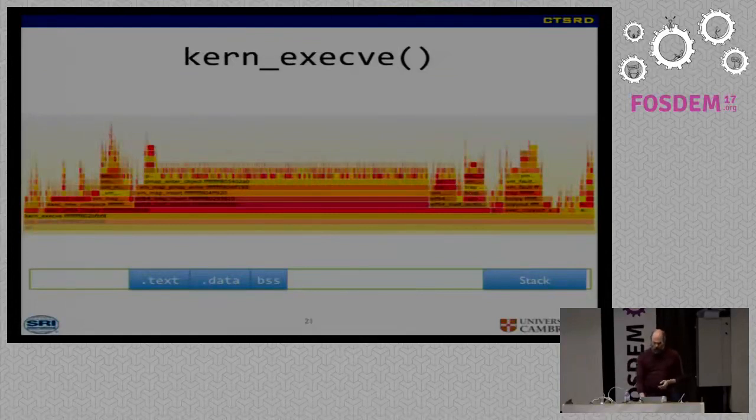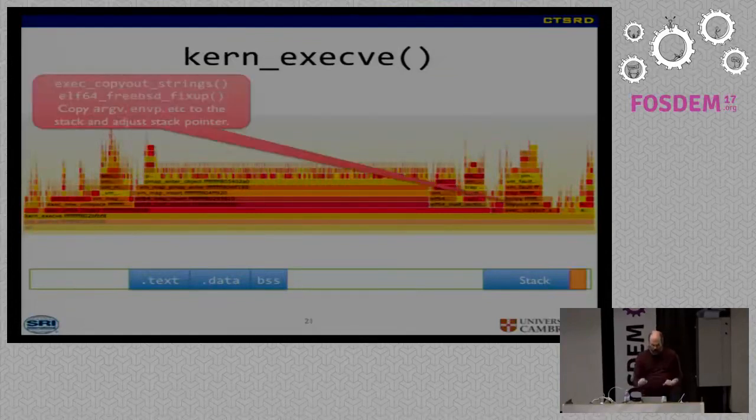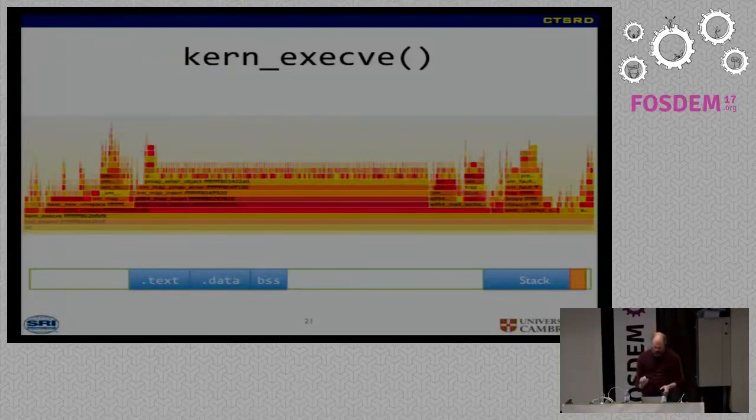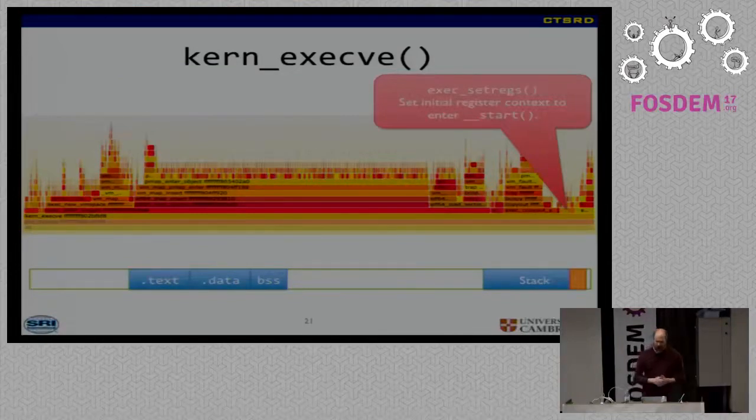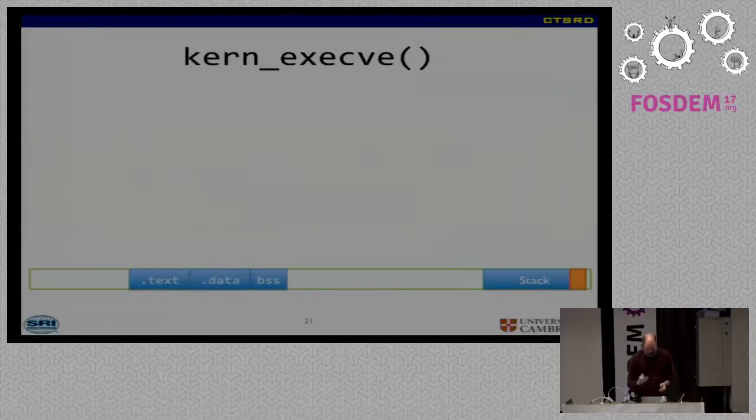So back to current execve, we now have much of the program mapped. And now we're going to copy out the various arguments and environment bits and a few other things that I'll get to in a minute to the end of the stack. Finally, this exec setRegs function sets up the registers of the processor so that when the execve system call returns, it returns into a call to the __start function. So we're actually about to get ready to actually run code.